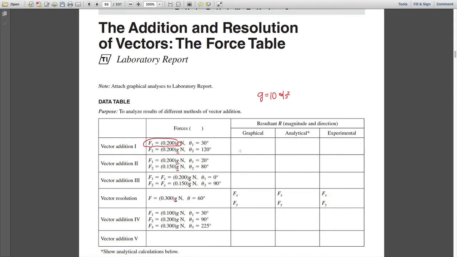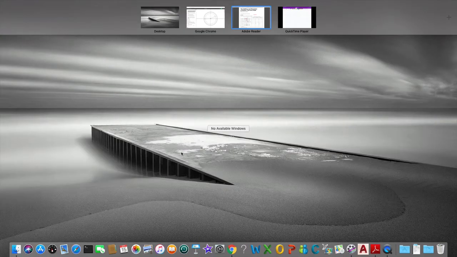Okay, so the first thing it says is, let's assume that you have two vectors. One vector is 0.2 times g Newton, and it's acting at 30 degrees, and force 2 is acting at 120 degrees. Then therefore the procedure is going to be like this. So basically you have two forces.